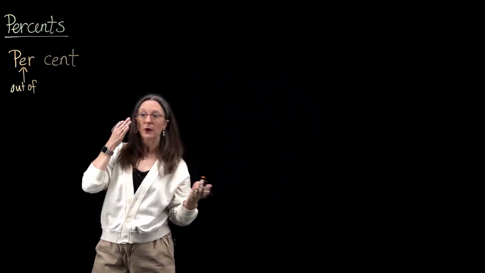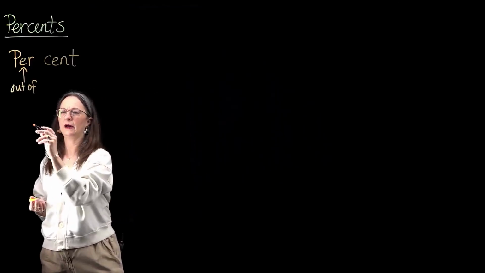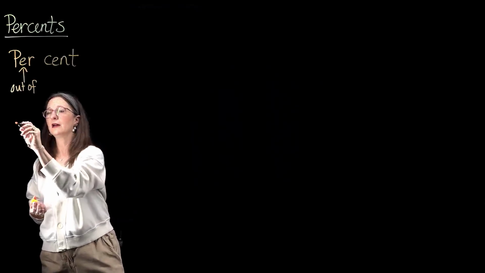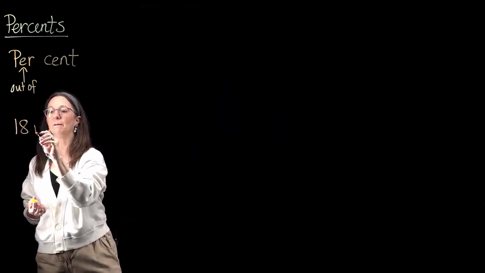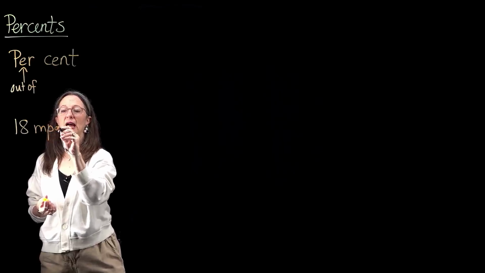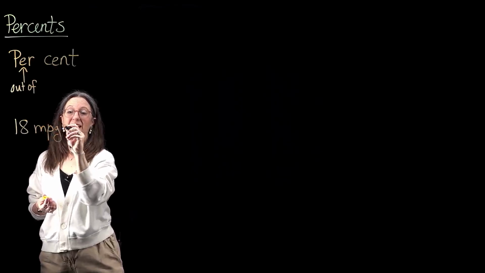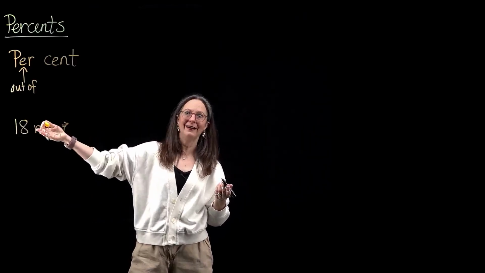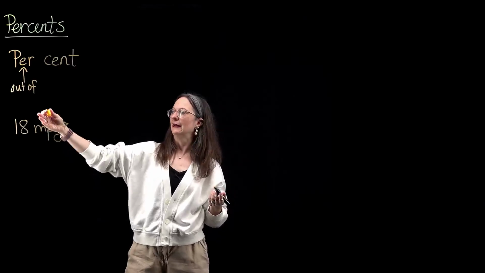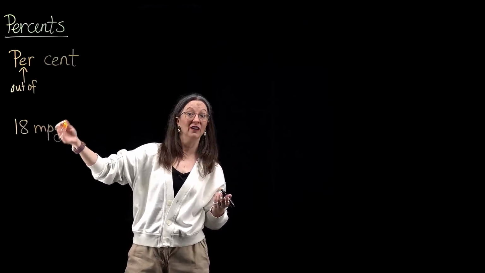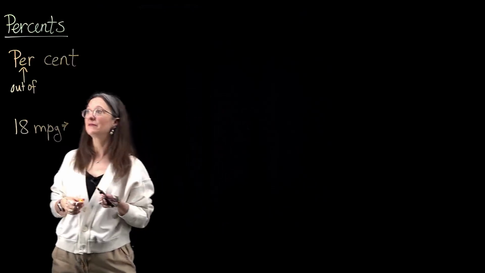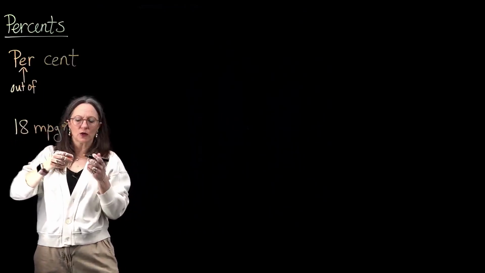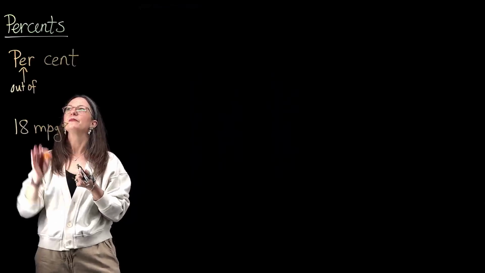So for example, if I say that my old car got 18 miles per gallon, well, that means that for every gallon of gas, I got 18 miles. 18 miles out of a gallon, all right? So we use the word per, we know what that means.